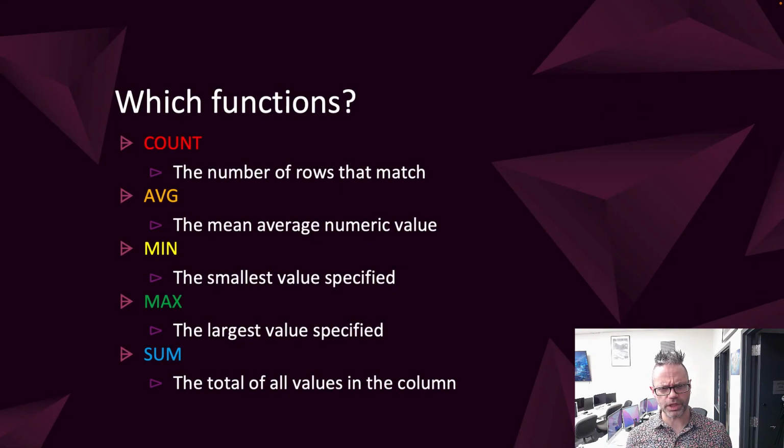Now, what functions are we looking at? Well, we've got five: count, average, min, max, and sum. Count is pretty self-explanatory. It's the number of rows that match. Average is the mean average numeric value. Min is the smallest, max is the largest, and sum, of course, is totaling all those values inside that column. Pretty easy to work with.